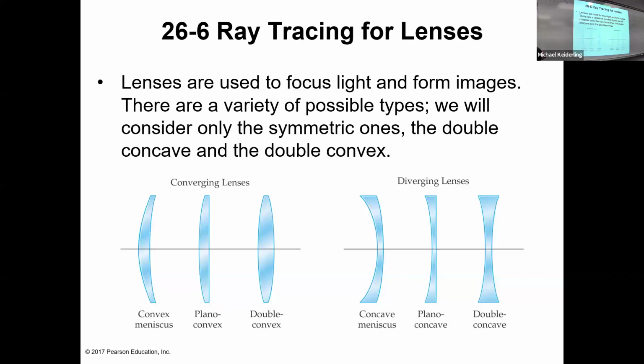So for converging lenses, you can have convex meniscus, plano-convex, or double convex. We're going to look at double convex. For diverging lenses, you can have concave meniscus, plano-concave, or double concave. The double convex and double concave are just the simplest.